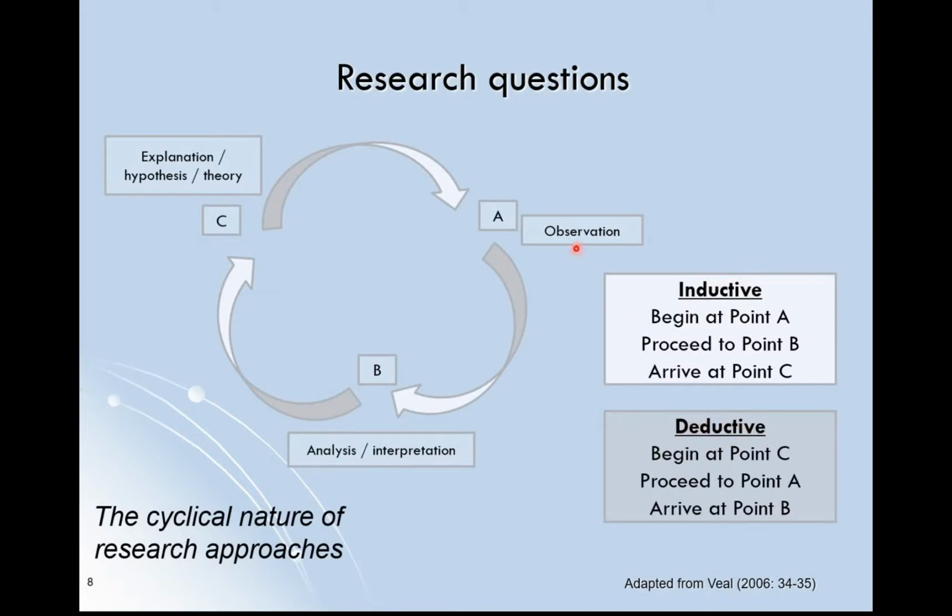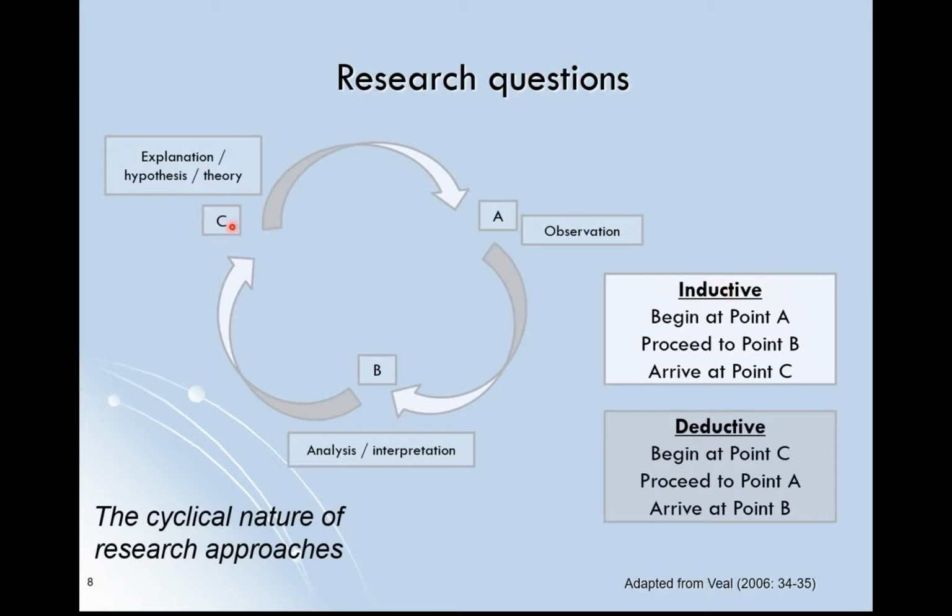So what this means in practice is that if we begin at point A, as we see here in the inductive research box, we begin at point A with inductive research, we begin with the observation. Then we go to the analysis interpretation stage where we interpret our data. We then move on to the explanation, hypothesis, theory stage. Now, so that's beginning at point A, describes a more inductive form of research.